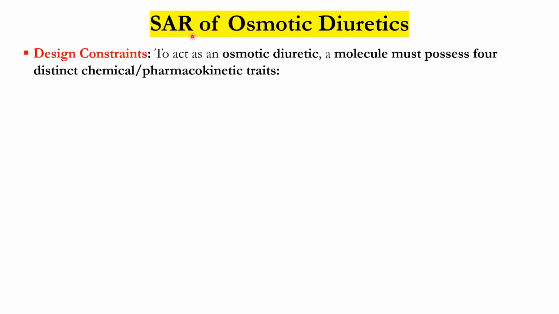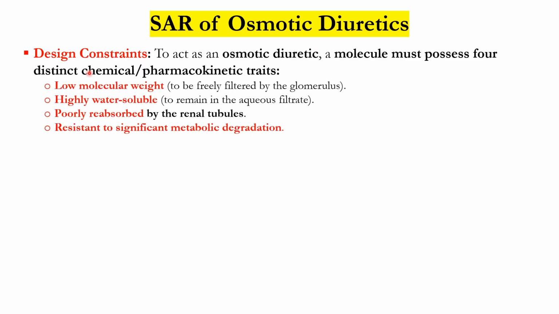Let's come to the final part of our discussion, that is the structure-activity relationship of osmotic diuretics. To start with, let's look at the design constraints. To act as an osmotic diuretic, a molecule must possess the following four distinct chemical or pharmacokinetic traits.